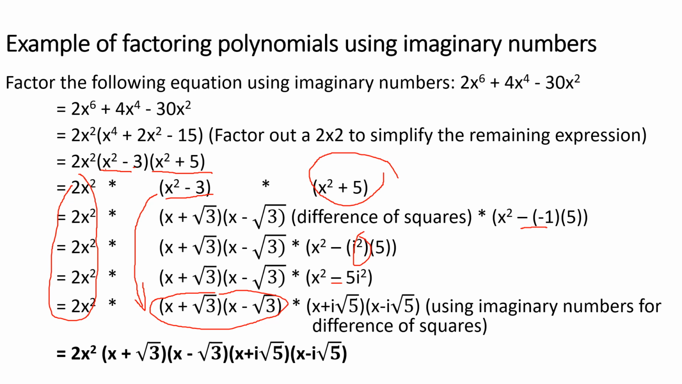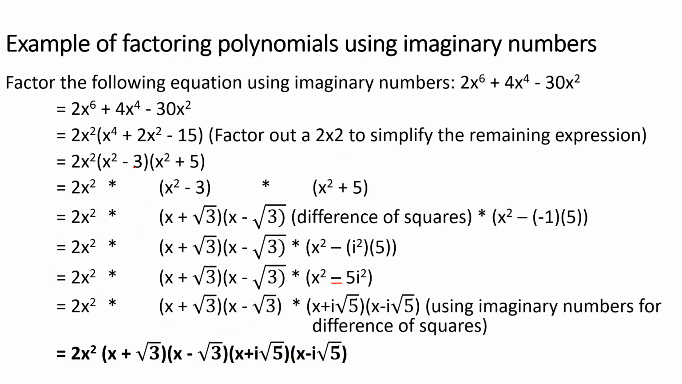And in the end, this whole equation on its most basic level is right here. Here's my 2x squared I factored out. Let me erase all this again. Okay, sorry. I factored out my 2x squared in the very beginning. This is my x plus square root of 3 and x minus square root of 3 right here, made with a difference of squares. And then I converted this x squared plus 5 into x plus i square root of 5 and x minus i square root of 5. And we've got down to the most basic, simplest components.